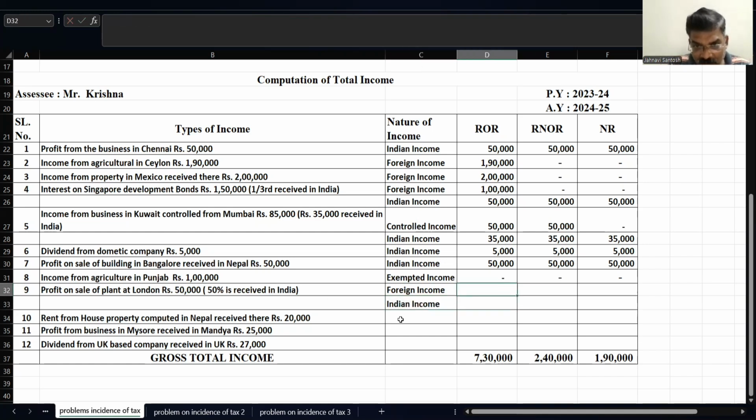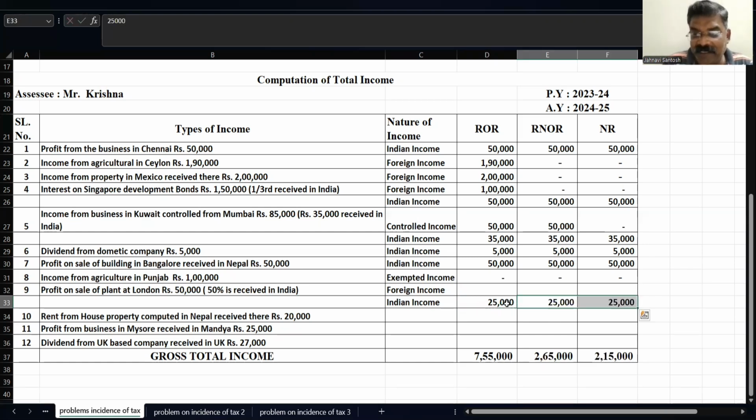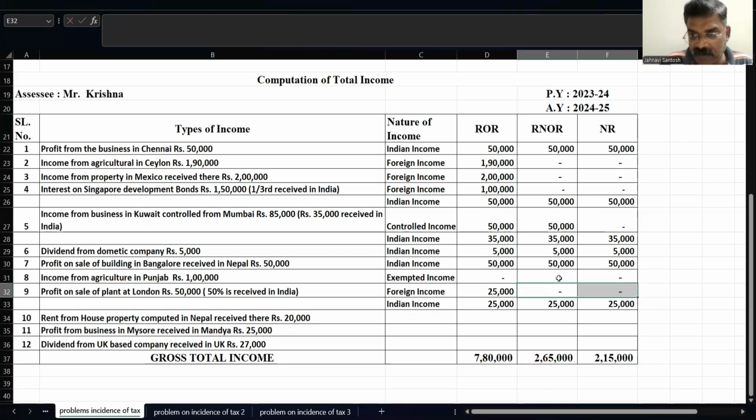So here we are going to split it, where 50,000 he has received. 50,000 into 50% comes to 25,000. So 25,000 is taxable in all the three cases. Why is it taxable? Because the money is received in India. Foreign income: how much is it? 50,000. If I subtract 25,000 from 50,000, how much will be pending? 25,000. That foreign income is taxable only in one case. So, this is okay.